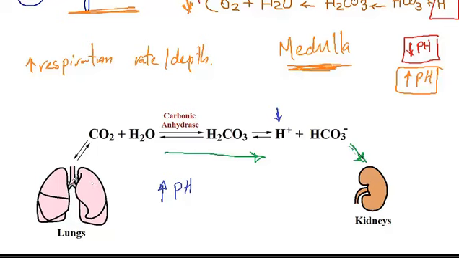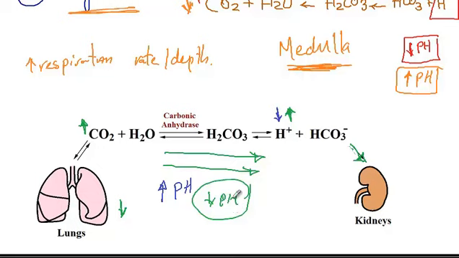Alternatively, the respiratory rate could decrease, as a consequence of which there would be elevated CO2 in our blood that will again push the equation to the right side. Consequently, there would be elevated H+ concentration, and so pH will drop until it normalizes. Okay, so my point here is that the lungs and the kidneys work in conjunction in order to regulate the pH of our blood.